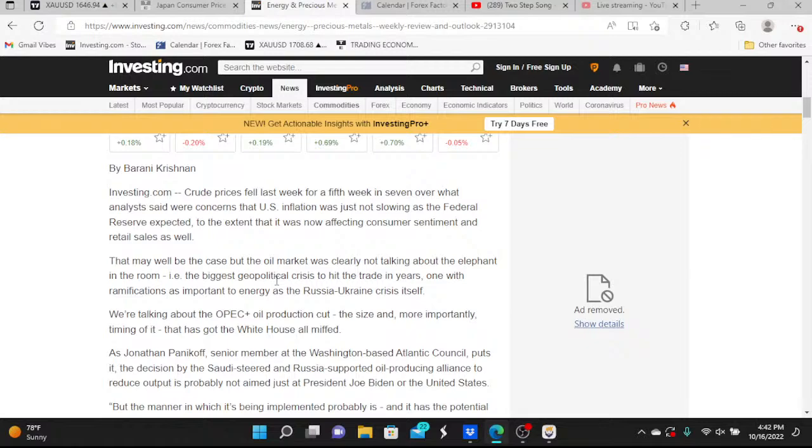That paragraph already tells me that we're looking at a potentially damaging US dollar to come. You feel me? Crude prices fell last week. Crude prices, so oil, for a fifth week in 7 over what analysts said were concerns that US inflation was just not slowing as the Federal Reserve expected, to the extent that it was now affecting consumer sentiment and retail sales as well.